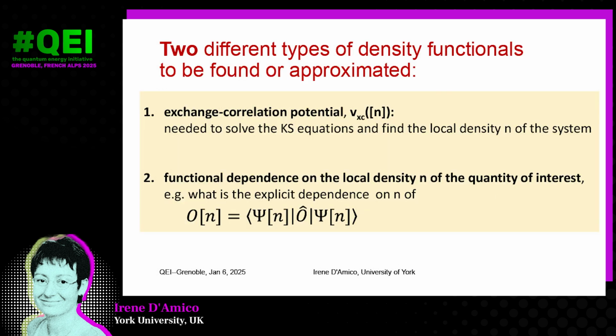So I will be talking about two different types of functionals in this talk. The first is what I just talked about, the exchange correlation potential, which I needed to solve the Kohn-Sham equation and find the local density of the system. And second, are functionals like, for example, the mean value of an operator, which have a dependence on the local density of the quantity of interest.